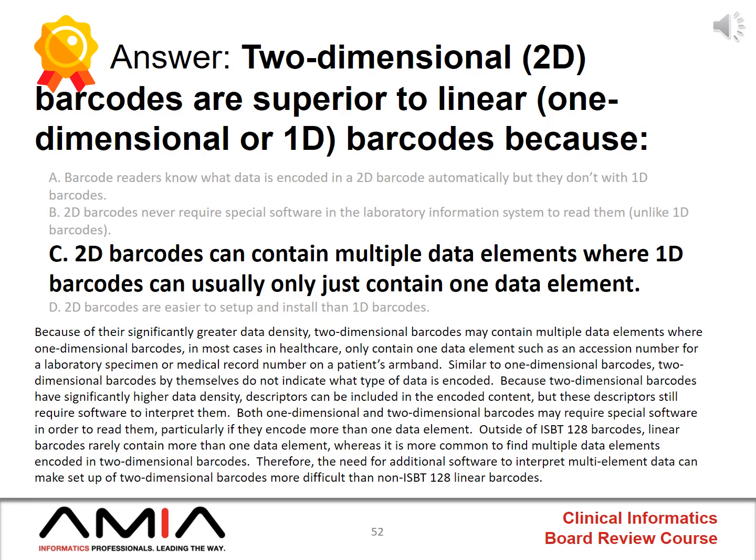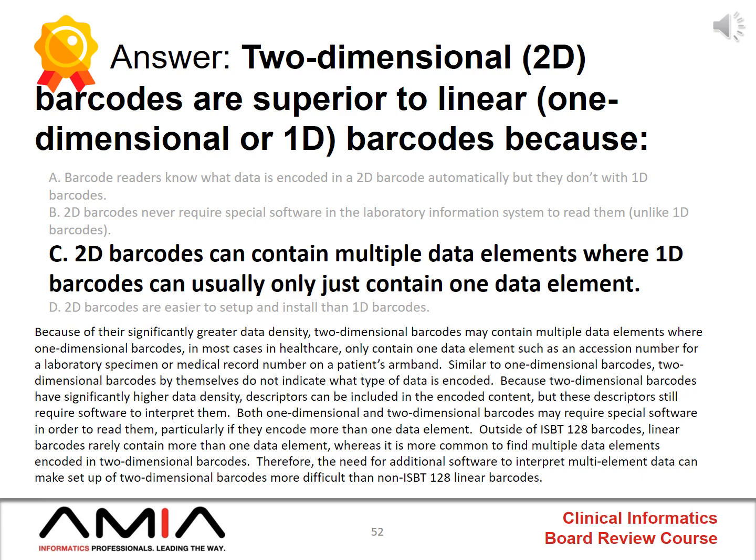So the correct answer is C. 2D barcodes, as we described, can contain multiple data elements, where 1D barcodes usually can only contain just one data element. The reason why answer A is incorrect is that barcode readers don't know what data is encoded in either a 2D or a 1D barcode at all. It requires special additional software in order to read and parse the data if you have included identifiers to describe what is in the 2D barcode.